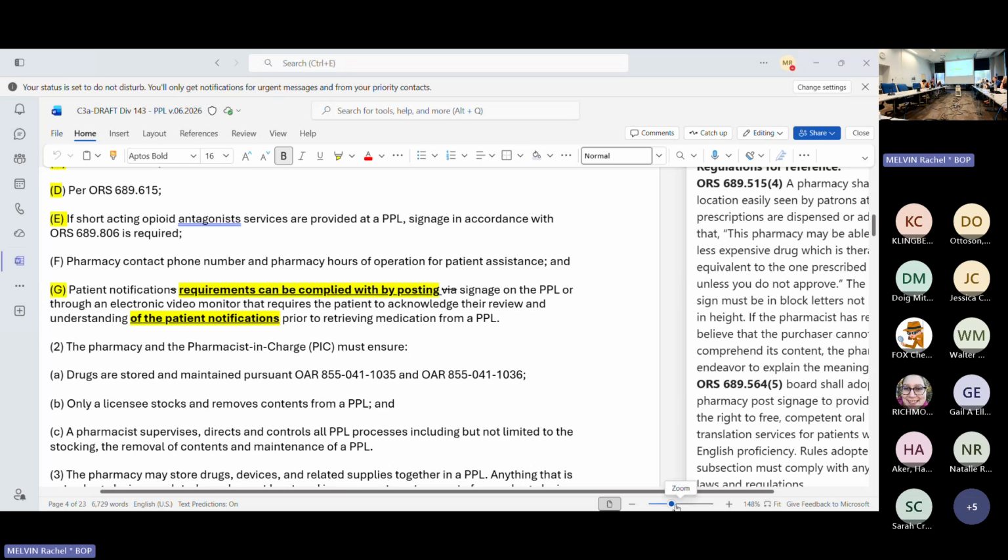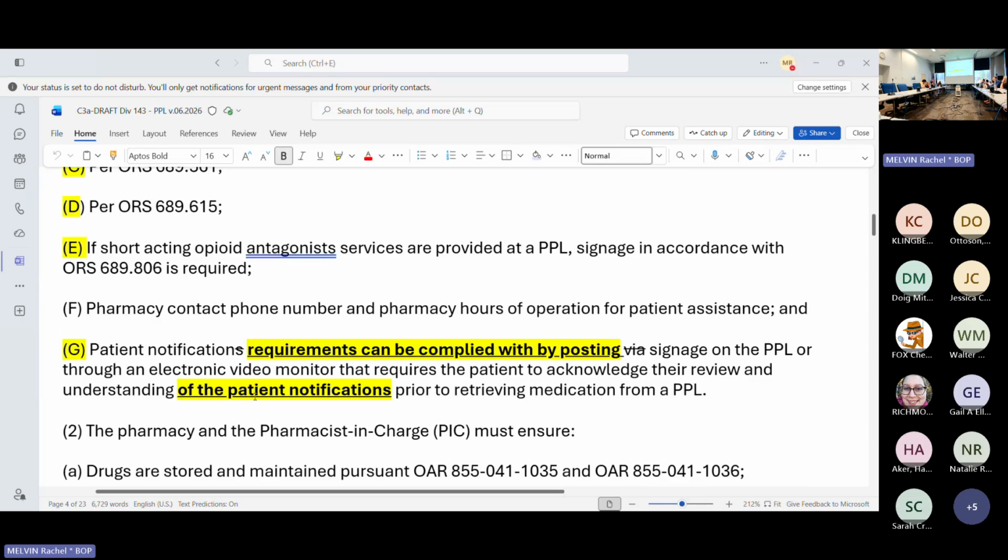Sure. I apologize at this time with the new changes. Patient notification requirements can be complied with by posting signage on the PPL or through an electronic video monitor that requires the patient to acknowledge their review and understanding of the patient notifications prior to retrieving medication from a PPL. I apologize for that.